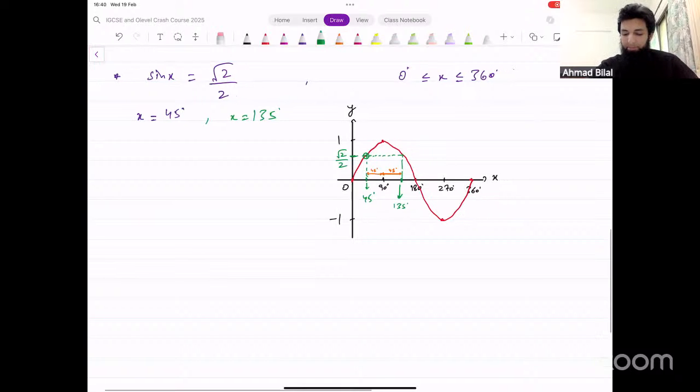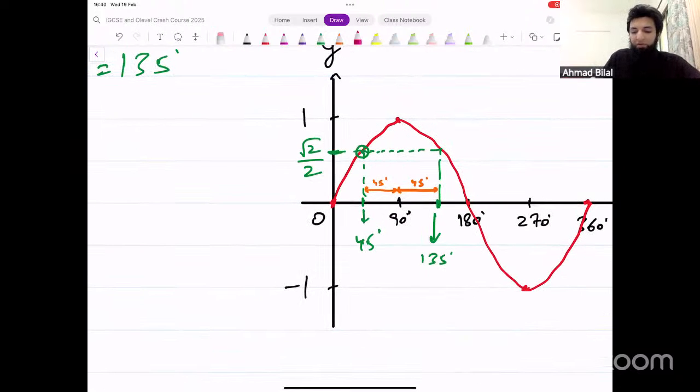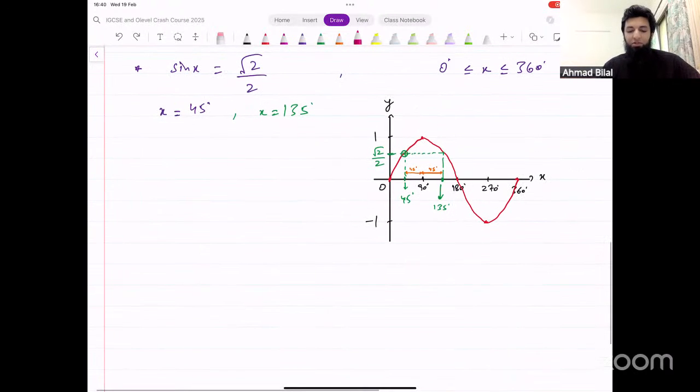Okay. So these are the two solutions that we have, 45 degrees and 135 degrees. This is one way to use symmetry. You could also use symmetry from the other side. You can say, okay, from 0 to this point, the distance is 45. So from 180 as well, the distance should be 45. And that gives you the same result, which is 135 degrees. These are the two solutions that we have for this equation.